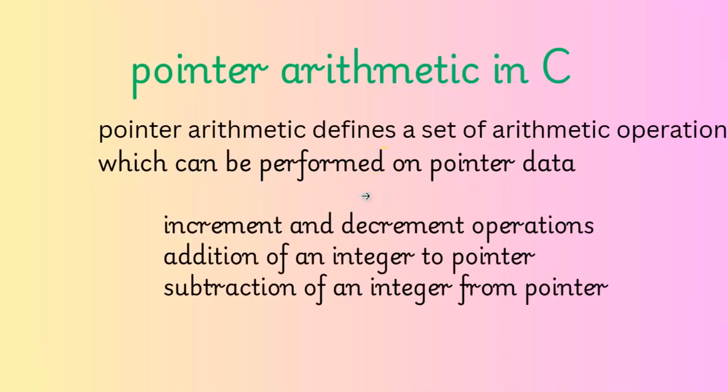The first one is increment and decrement operations. That is, you can increment the pointer variable and decrement it. The second one is addition of an integer to a pointer. The third operation is subtraction of an integer from a pointer. Let us further explore how these operations are performed on pointer data with an example.